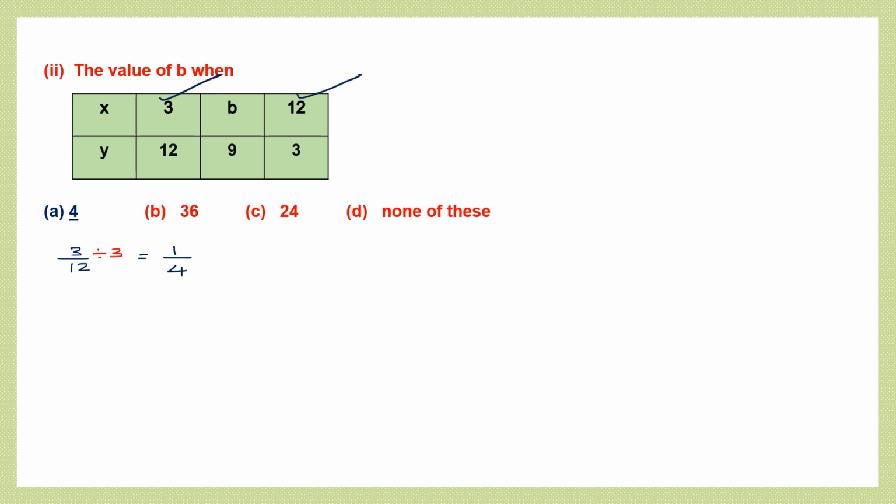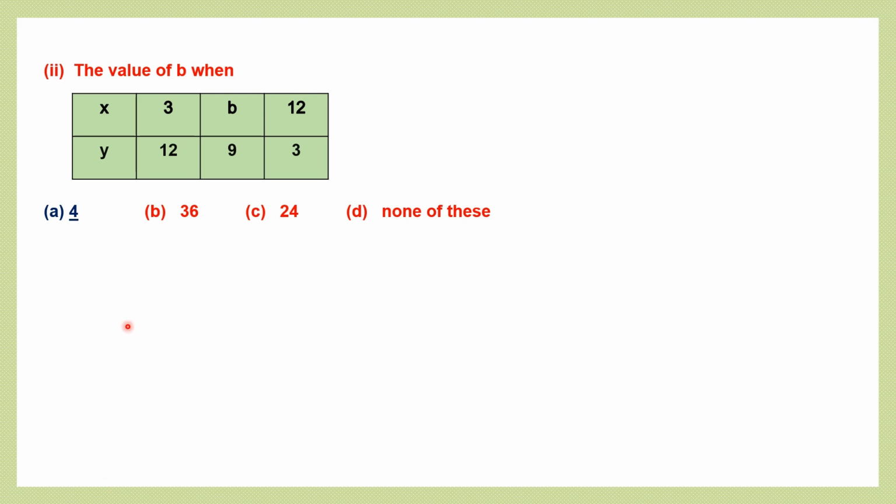Now let me take this. So that is 12 by 3. Now if I have to reduce it to the lowest term, again I can divide both by 3. Here what do I get? 3 fours are 12, 3 ones are 3. So here can you see I got 1 by 4 and here I got 4 by 1 when I divide x by y. That means this is not direct variation. If it is direct variation, then x divided by y should be a constant. It's not a constant. So this is not direct variation.